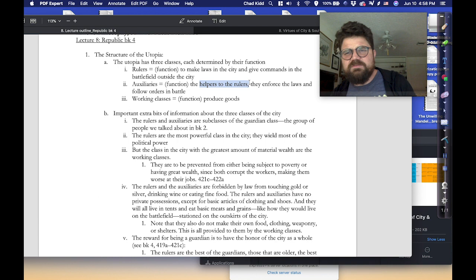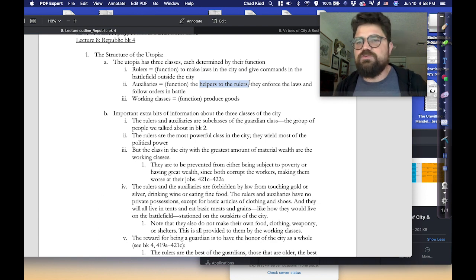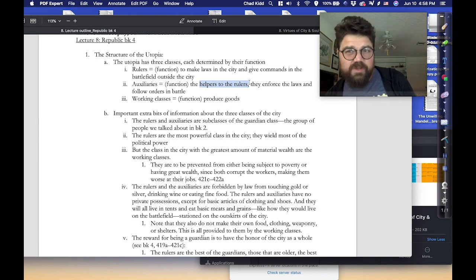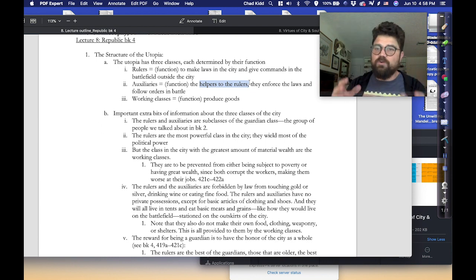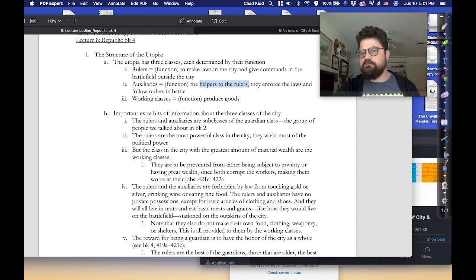Within the city, Plato seems to suggest that goods will be dispersed according to need and according to other strict rules, right? Where these rules will prevent the working classes from getting either too poor and suffering poverty or too rich and suffering from an overabundance of wealth, right? We want our workers to be good workers, and either of these extremes will ruin them as workers. Okay. So that's sort of the basic idea of the structure of the three classes of the city.